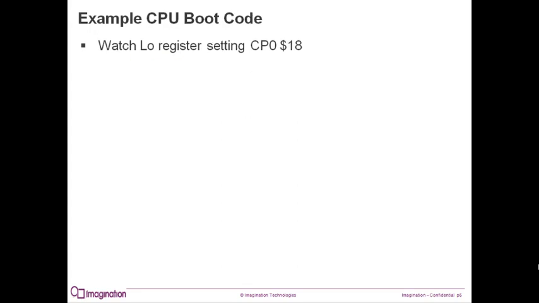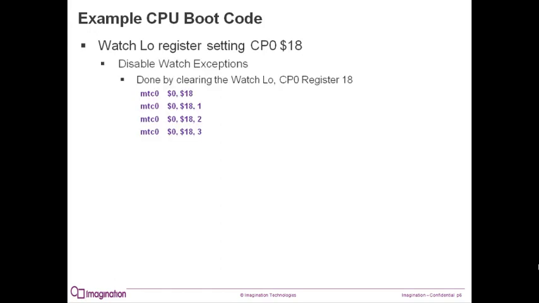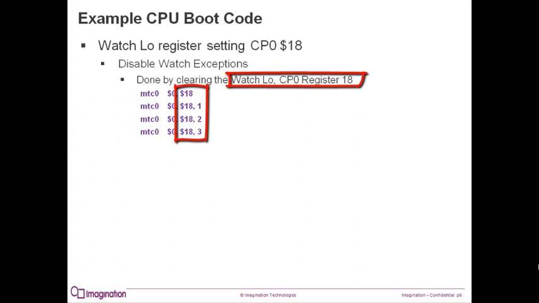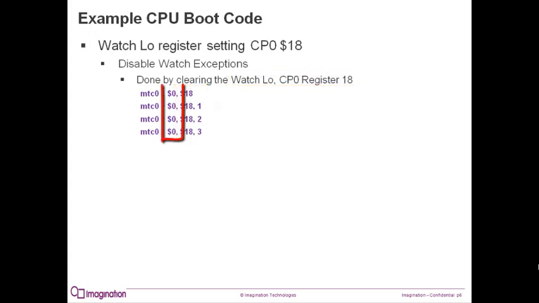The boot code needs to disable and clear watch point exceptions. There are 4 pairs of watch point registers. The watch low registers are coprocessor 0 register 18 select 0 through 3. Writing a 0 to the 4 watch low registers will disable all watch points.